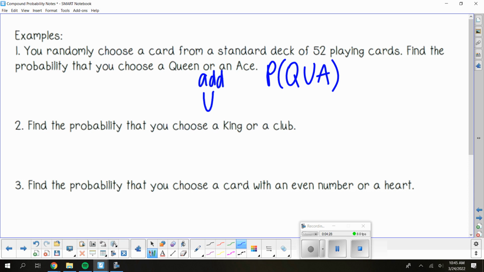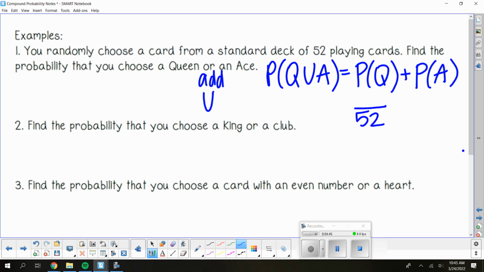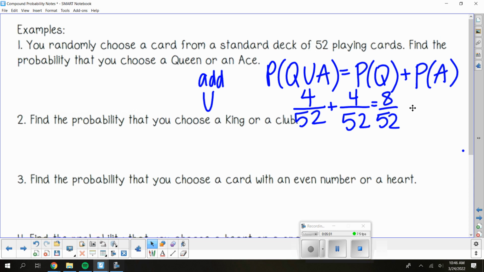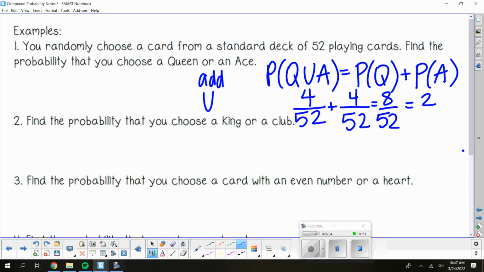So these are going to be mutually exclusive events, and it's "or." So that's just going to be the probability of a queen, or means to add, the probability of an ace. Well, out of my 52 cards, I have 4 that are a queen. And out of my 52 cards, I have 4 that are an ace. So that's going to equal 8 over 52, which makes sure that we are simple. And that will get me to 2 over 13.